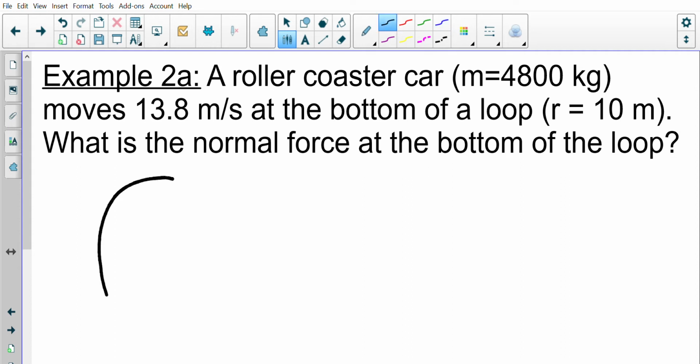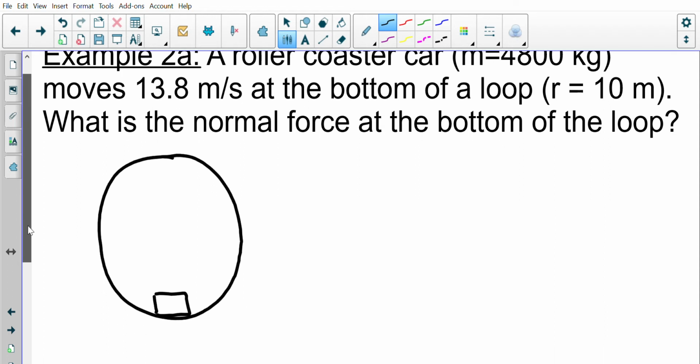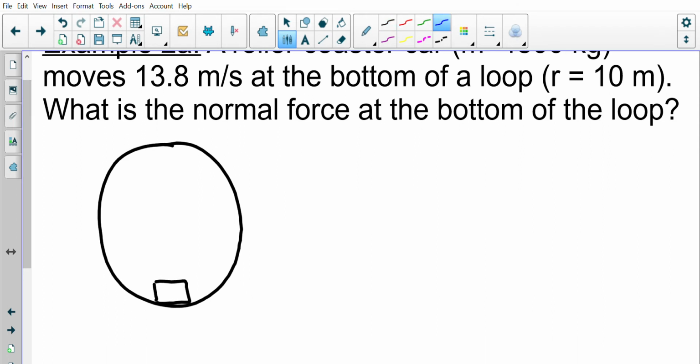So we've got a circle, okay, and this box is the roller coaster car, and the roller coaster car is going to have two forces acting on it. So again, gravity is going to be down because gravity is always down, but remember the normal force goes from the surface towards the object. So for the normal force, this is my surface here, okay, so I'm drawing away from the surface and towards the roller coaster car like this. So that's the normal force.